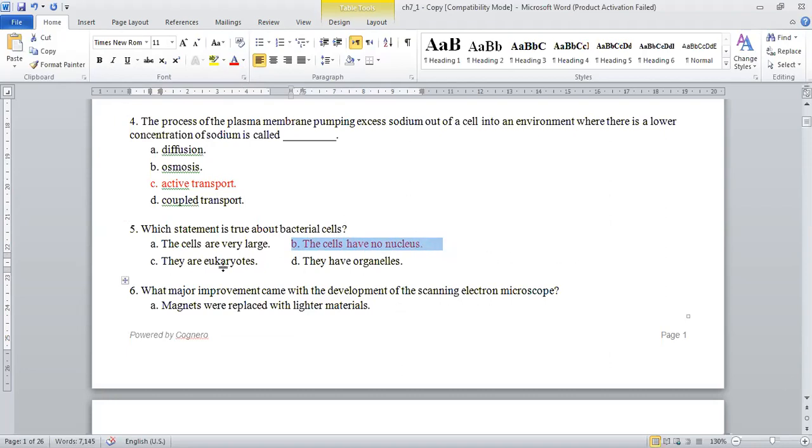But eukaryotic cells have a nucleus. The cells are really large? We didn't talk about the size in our chapters. They have organelles? Okay, but the question is about what is true about bacteria. Okay, excellent.